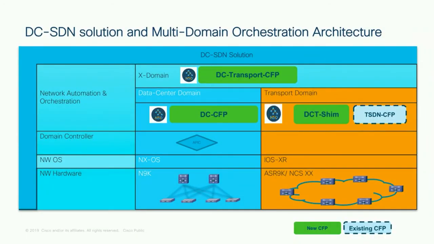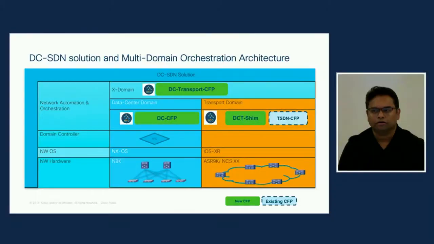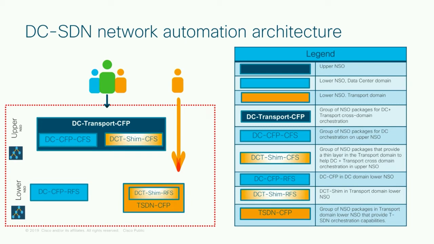The solution is made up of two domains, the data center domain and the transport domain. In the data center domain, the networking hardware is the Nexus 9K series of switches, which has the NX-OS operating system, and APIC domain controller. On the transport domain, it's IOS XR series of routers, which is ASR 9K or NCS series of routers. The orchestration stack is made up of NSOs.